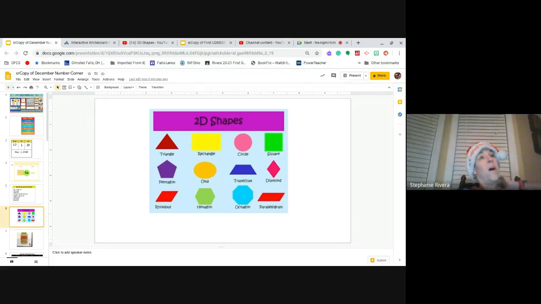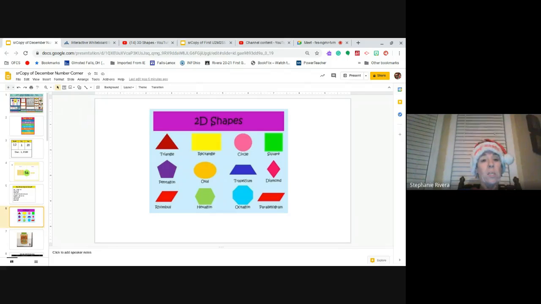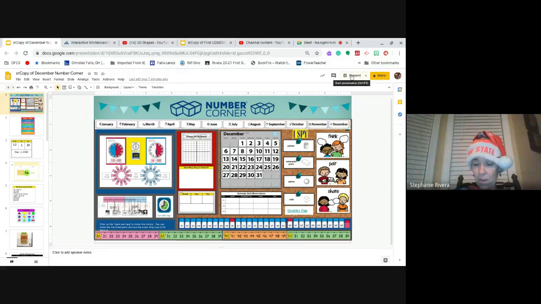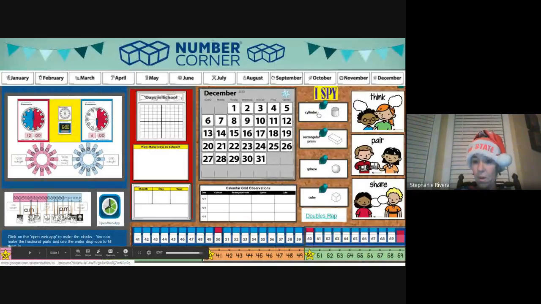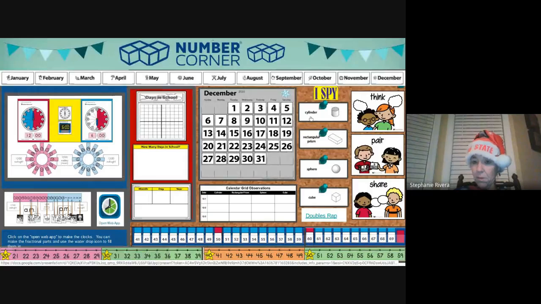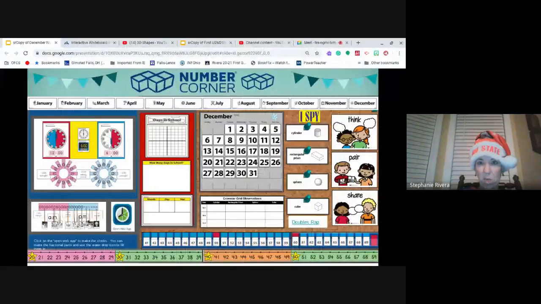Now we're going to be talking about some 3D shapes. And 3D shapes are solid shapes. If you take a look at our number corner here, I'm going to show you where our solid shapes are on our number corner. We have a cylinder, a rectangular prism, a sphere, and a cube. I'm going to show you a little song here that I think you might enjoy.